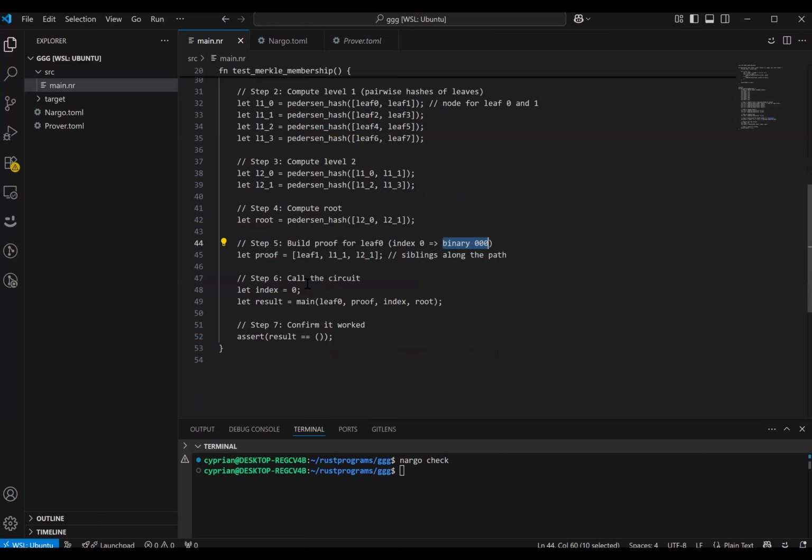Step 6, you call the circuit, let the index be 0, and let the result be main, where main takes the index and root. Then step 7, you confirm it worked. When you confirm it worked, use the assert. Assert is what confirms that what you've done is correct. So once you do that, you can run nargo compile and see whether it runs.